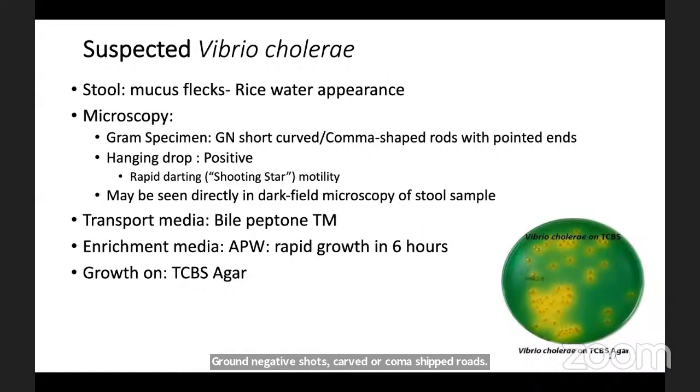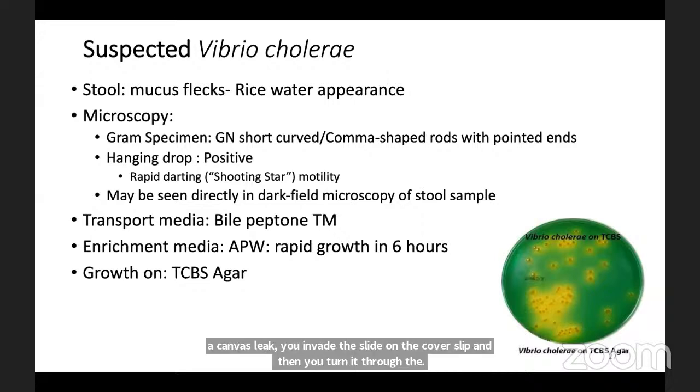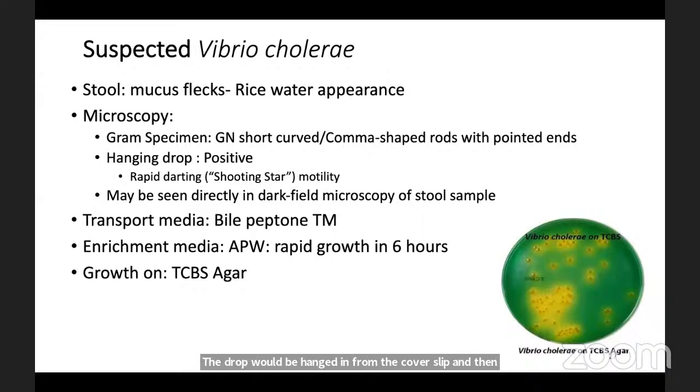And then you can do the hanging drop test, where you put paraffin wax on a slide, and then you put a drop of your inoculum onto a cover slip. You invert the slide on the cover slip, and then you turn it. So the drop will be hanging from the cover slip, and then you see the shooting star or dart, rapid dart motility of the Vibrio cholerae. And then if there's the provision for dark field microscopy, you can also see them as well.